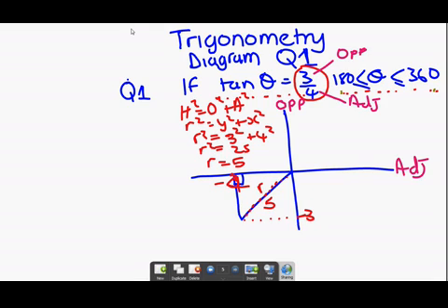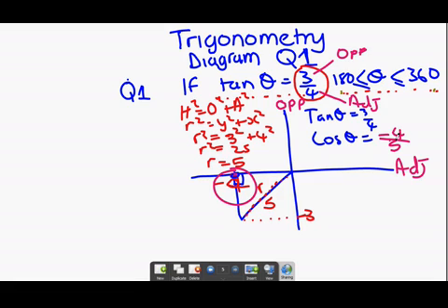I can now go ahead. Normally I want to go ahead and write my ratios. Immediately I go ahead and write my ratios somewhere. I know that tan theta is equal to 3 over 4. Cos theta is adjacent over hypotenuse. Now adjacent in this case, here is our adjacent there. Cos theta is negative 4, which is the adjacent, over the hypotenuse, which is 5, which we calculated.